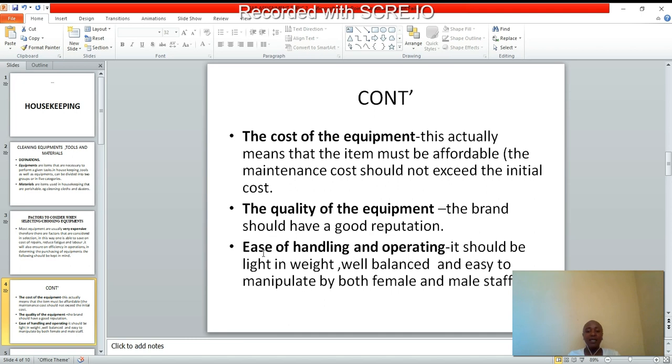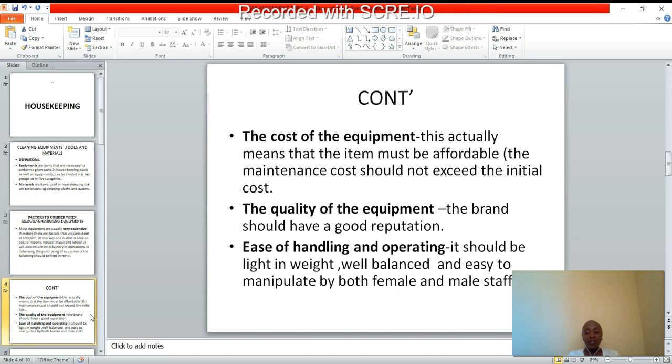Point number three is ease in handling and operating. The equipment that you choose to purchase should be operated at ease by both female and male staff. So it should not be one-sided that only females can handle it or only males can handle that equipment. One should consider purchasing equipment that can be handled without any struggles by both genders.